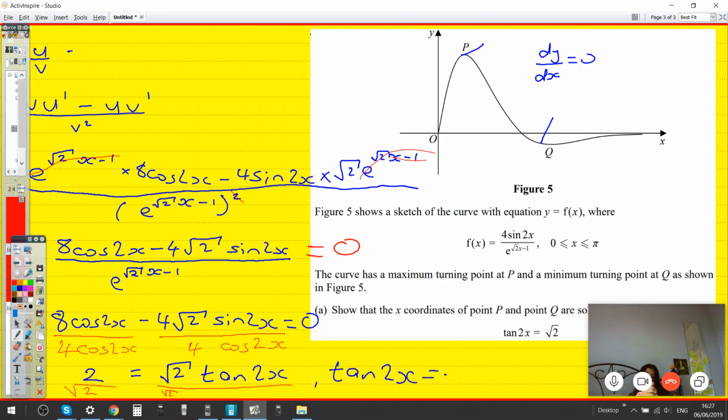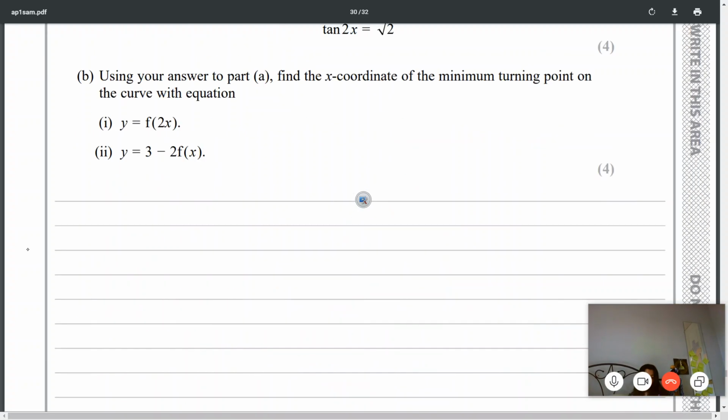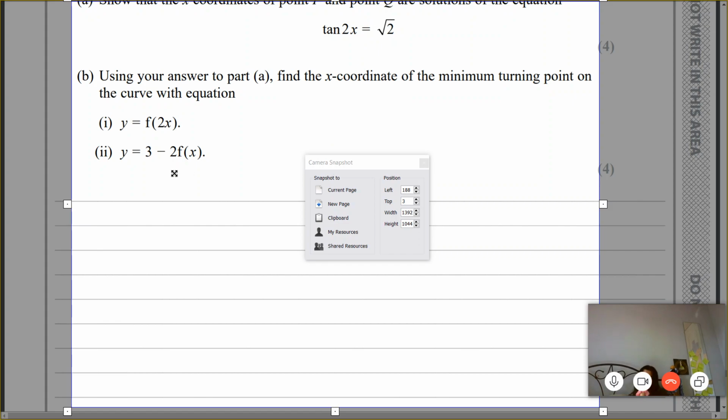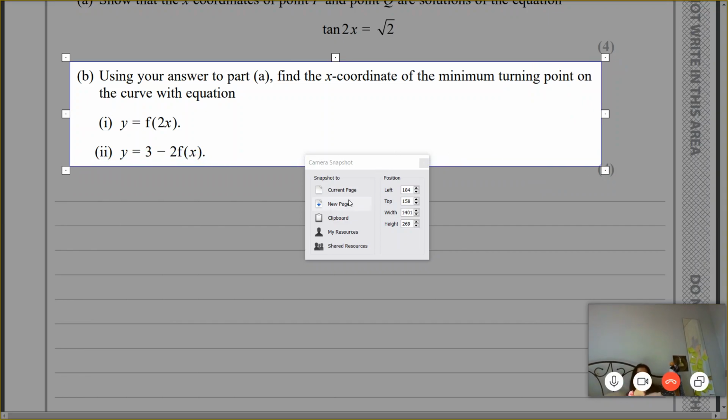Because root 2. Boom. Okay. Using your answers, oh, the transformation gram.